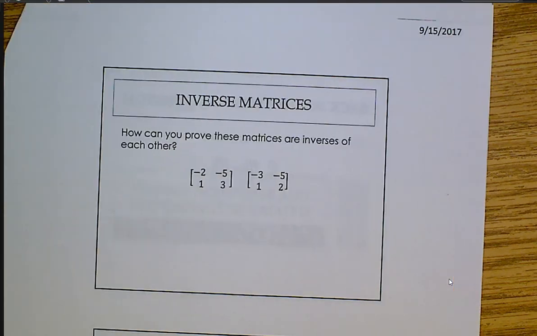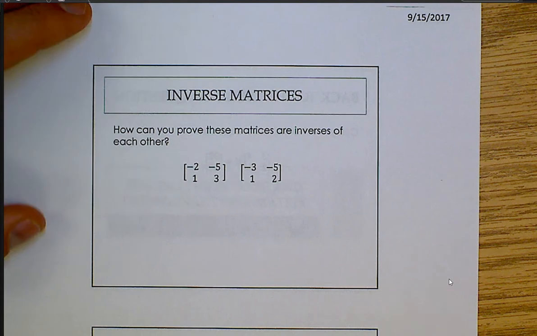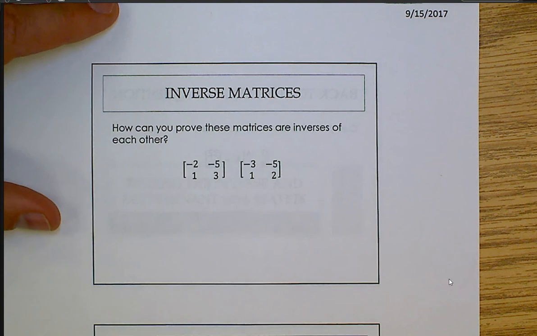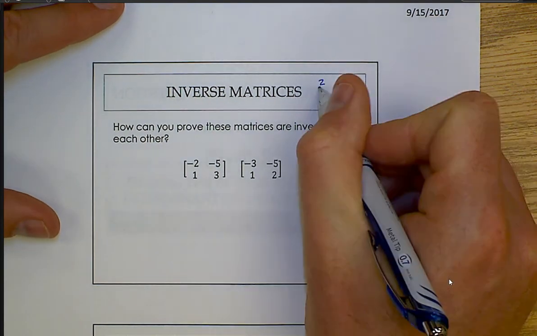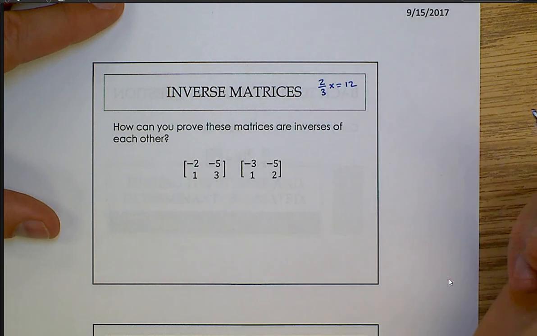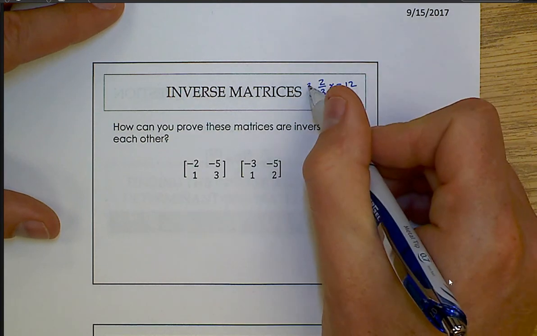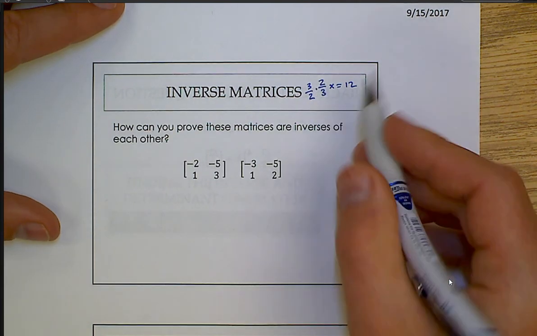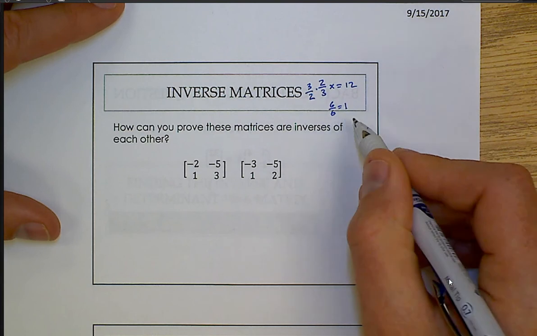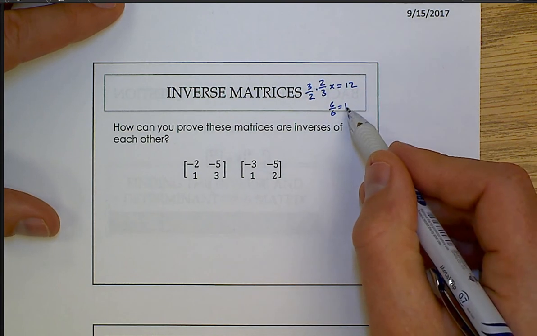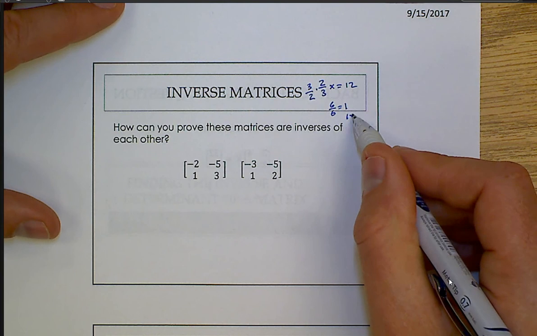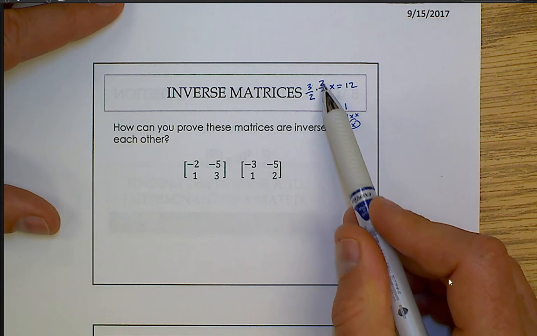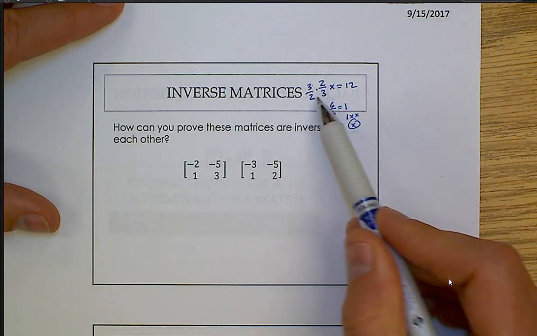So, inverse matrices. So this says, how can you prove that these matrices are inverses of each other? Well, how did we prove that those fractions, remember we had 2/3, like 2/3 x equals 12. How did we prove that 3 over 2 was the inverse? Well, we proved that when we multiplied them together, we got 6 over 6, which was 1, and that gave us the multiplicative identity of 1, and we just had 1 times x, which just gave us the x. So we knew that 3 over 2 multiplied by 2 over 3, we knew that 3 over 2 was the inverse because it led to the identity of 1.